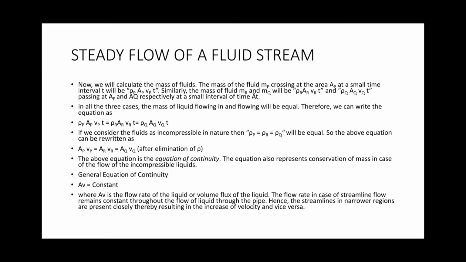So the above equation can be rewritten as A sub P V sub P is equal to A sub R V sub R is equal to A sub Q V sub Q after elimination of rho. The above equation is the equation of continuity. The equation also represents conservation of mass in the case of the flow of incompressible liquids. The general equation of continuity is AV equals constant, where AV is the flow rate of the liquid or volume flux of the liquid. The flow rate in streamline flow remains constant throughout the flow of the liquid in the pipe.